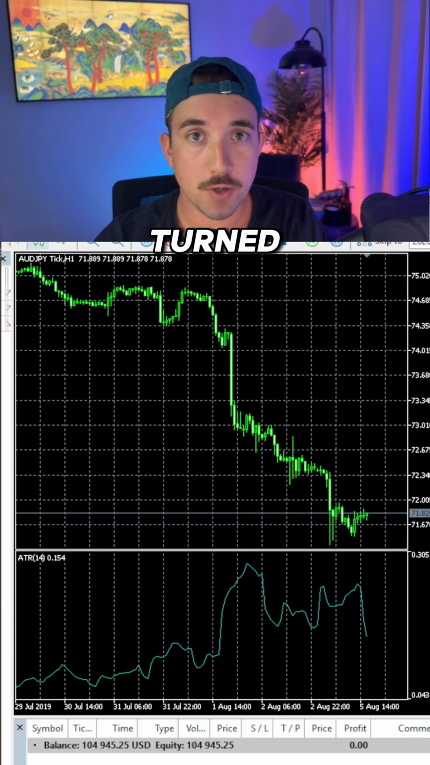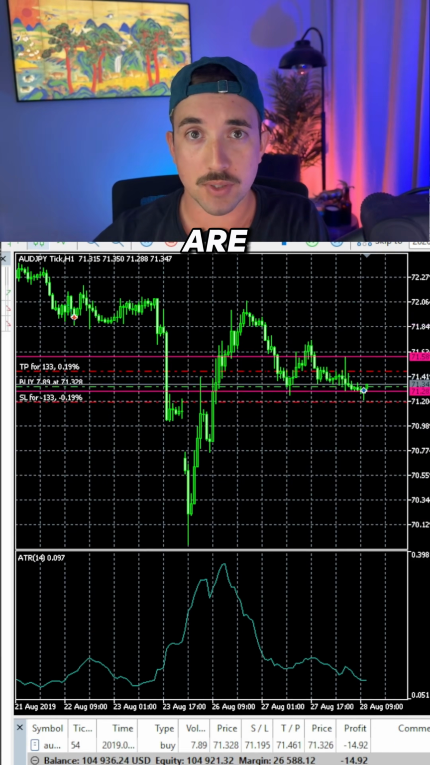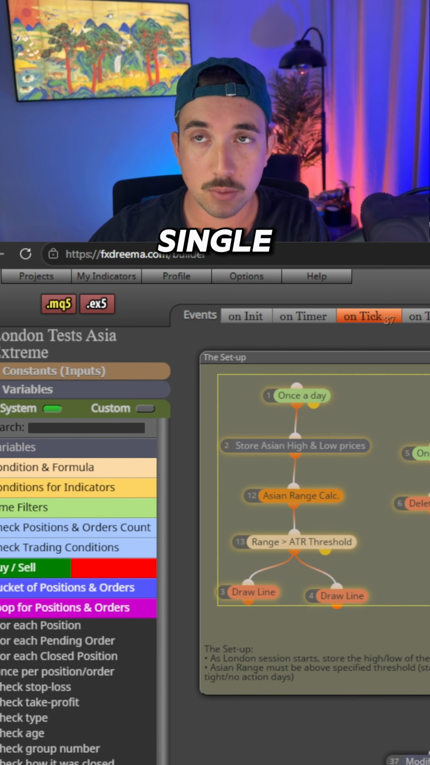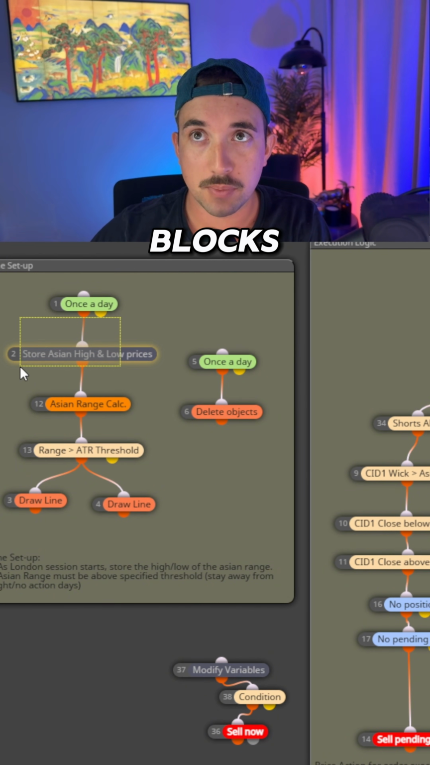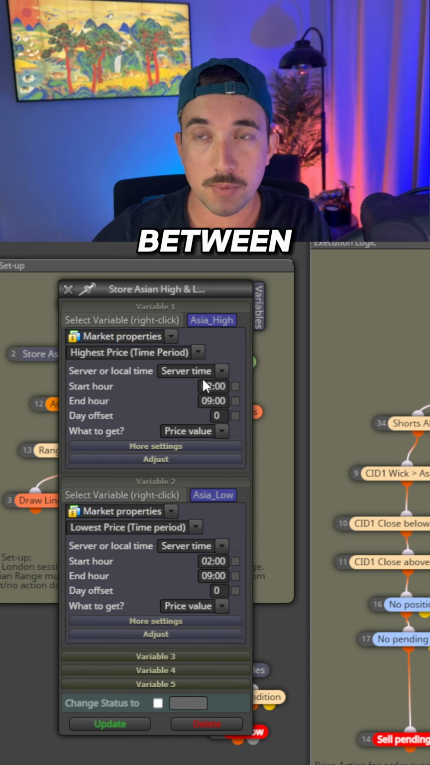But is it profitable? I've turned it into a fully automated trading algorithm. Let me show you how I did it and what the results are. This is fxdreamer.com. It's a platform that you can build trading algorithms without learning a single line of code using these blocks. Each one of these blocks is a rule to the strategy. In this section here, once per day, we find the Asian high and the Asian low between 2 and 9.